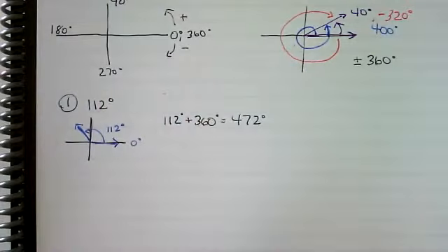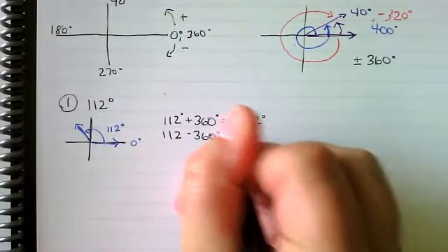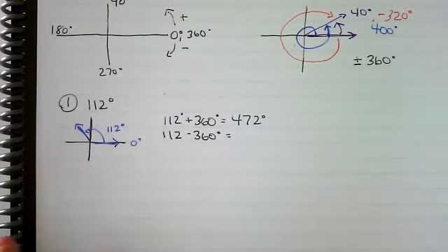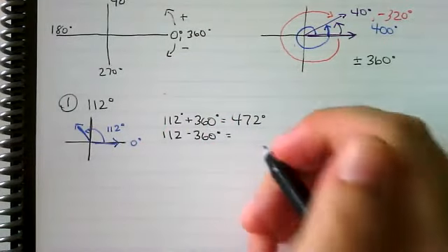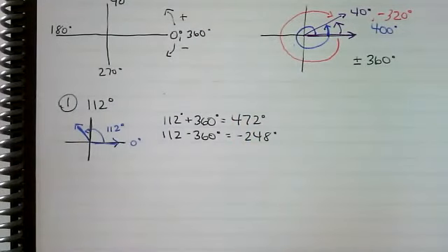Remember your degree symbols in there. And then I'm also going to subtract 360. That's going to be giving me my negative coterminal angle. So I'm going to do 112 minus 360, and I get negative 248 degrees. So there's my two angles for that one. Okay.